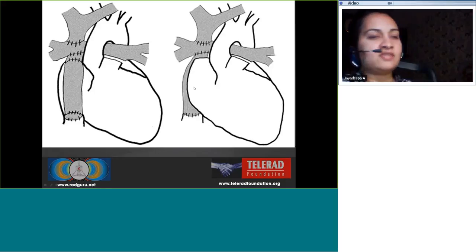Whereas when we do an extra cardiac Fontan procedure, the same baffle, instead of being placed within the right atrium, is placed behind it. This is an extra cardiac conduit, whereas an intra-atrial baffle or a lateral tunnel procedure is done within the right atrium. This is the only difference between these 2 procedures.